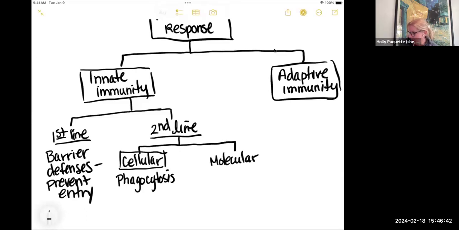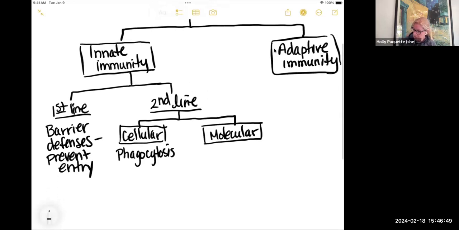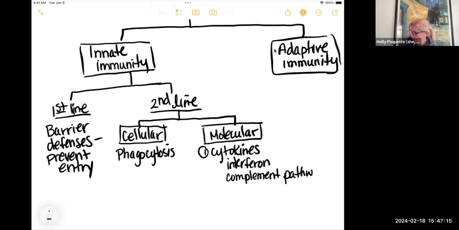The other portion we have of our second line is what we would call molecular. And this usually has to do with chemicals that are circulating in the body that can actually help us with our immunity. And so I'm going to actually number a few of these. The first is what we call cytokines, which we'll get into in a minute. And cytokines are chemicals that our immune system uses to basically help protect us. And there's a couple that we would see in this. We have interferon, and then we have something called the complement pathway. We'll talk about both of these today.